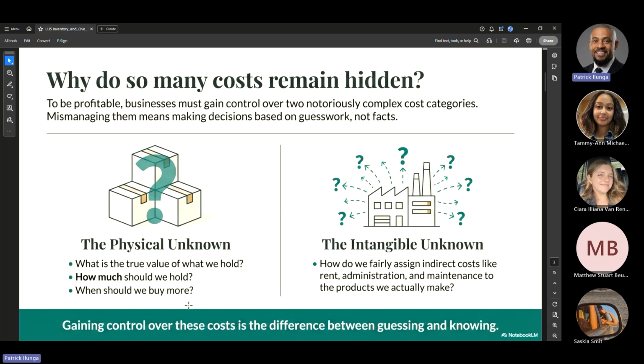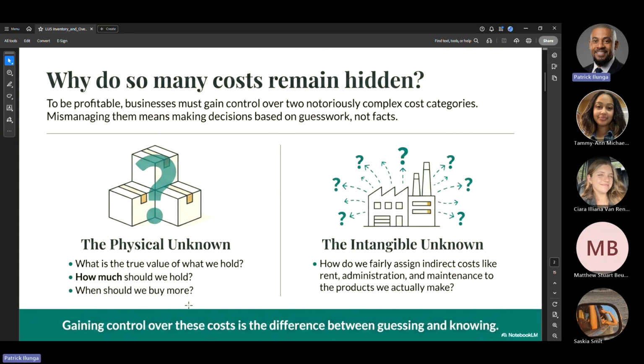Here is not really a question, but just something to bring to your mind. When you're thinking about rent, when you're thinking about administrative costs, right? And as it says there, for example, maintenance, how are you going to assign those costs to the actual product that you've produced? You see, so think about that, because we might just leave it aside and say it's really not important, but it is important. Gaining control over these costs is the difference between guessing and knowing. You can't be involved in business by guessing.